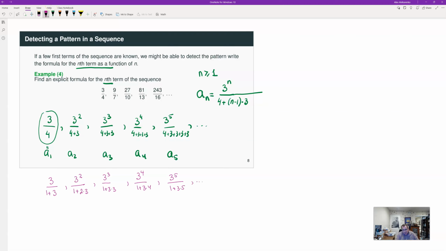In that case, we can still start our index at 1, but the sequence could be defined by a different formula. For example, b sub n could be computed with numerator 3 raised to n, that's the same as before, but the denominator now looks simpler. You can just say n times 3, or 3n, if you wish.